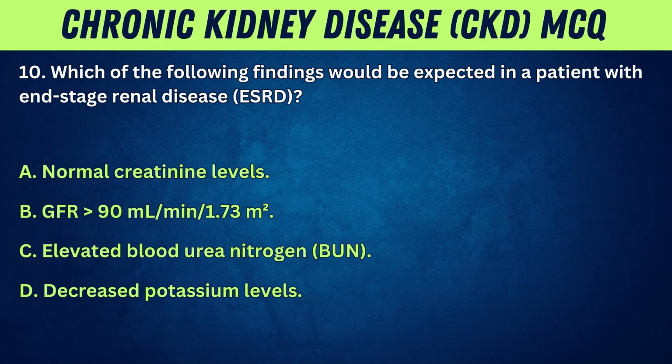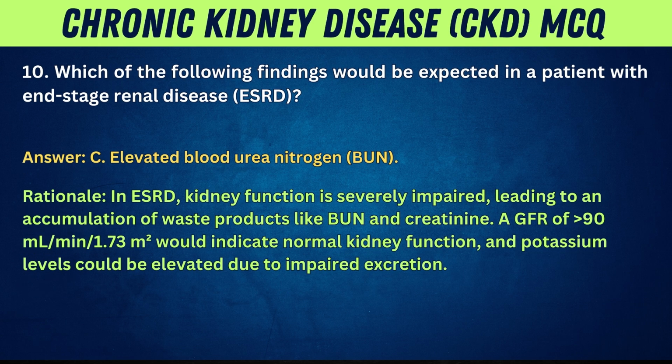Which of the following findings would be expected in a patient with end-stage renal disease, ESRD? A. Normal creatinine levels. B. GFR greater than 90 ml/min/1.73 m². C. Elevated blood urea nitrogen, BUN. D. Decreased potassium levels. Answer: C. Elevated blood urea nitrogen, BUN.